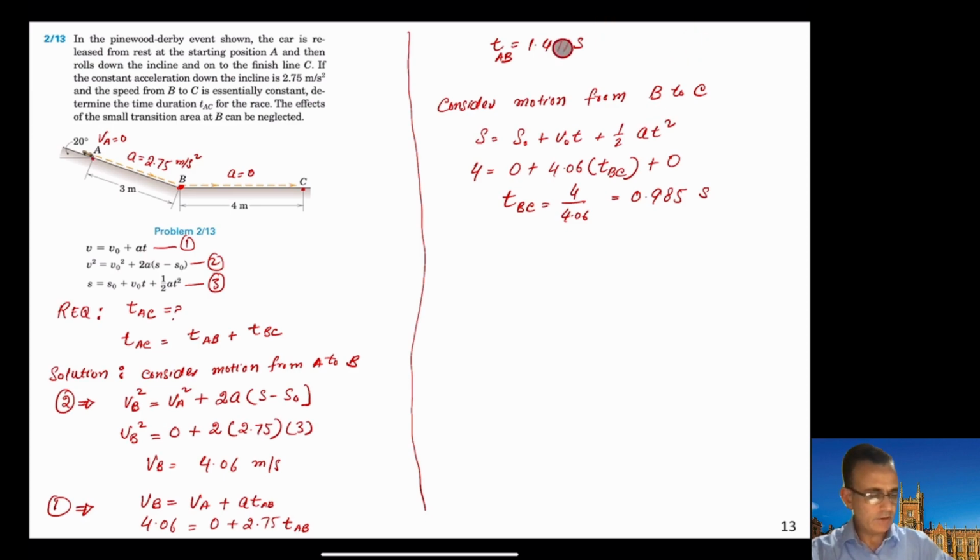Now you know the time from A to B and the time from B to C. So now you can use this equation here. The total time, which is this TAC, is equal to 1.477, the time from A to B, plus the time from B to C, which is 0.985. The total time here will be 2.46 second.